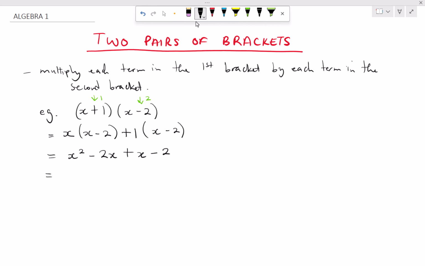So we group like terms, that becomes x squared, minus 2x plus x, that's minus x, minus 2. And we get our answer.